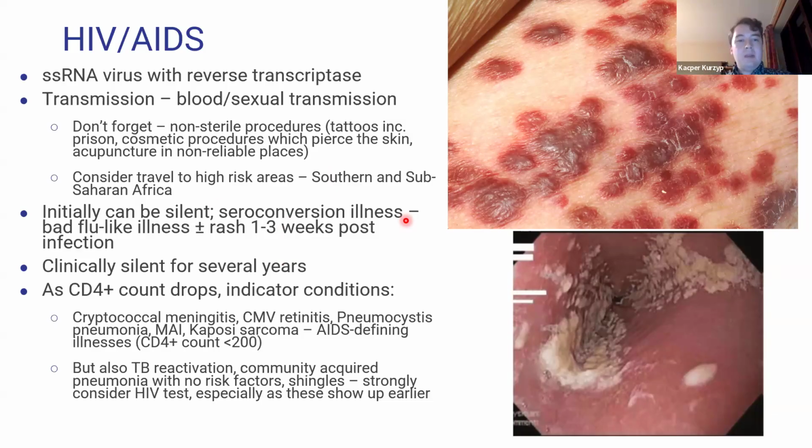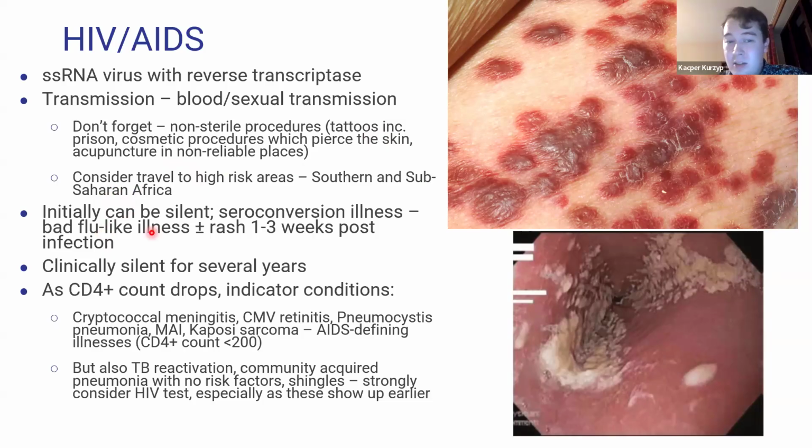Again, the illness can initially be very silent. I mentioned acupuncture in non-reliable places, especially if they try to sell you multiple different things at the same time, as this lady in the question before. High risk areas: anywhere is a risk area, but Southern and Sub-Saharan Africa, I know it's a colonial term, but that's what's in the literature, is a high risk area.